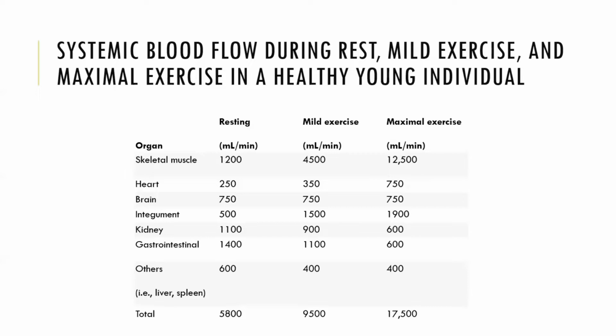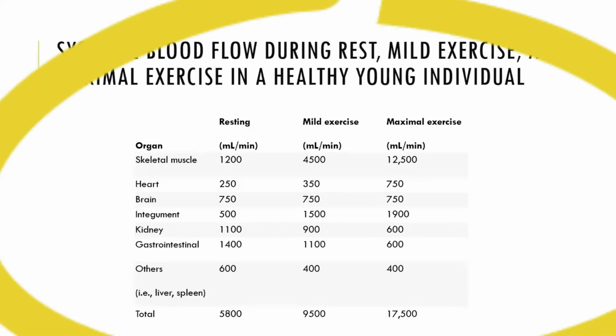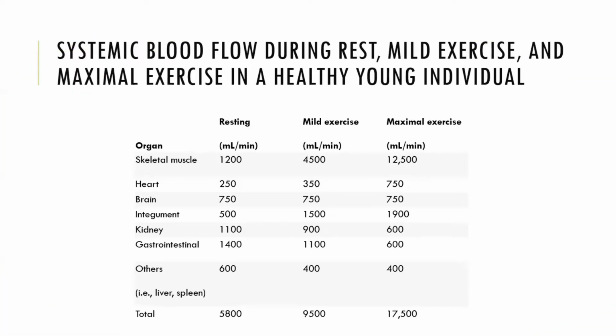This chart here is going to show a distribution of the blood during rest, during mild or light exercise, and then during heavy or maximal exercise. At rest, our cardiac output averages about 5,800 milliliters per minute. During light exercise, aka mild exercise, the cardiac output is going to rise to approximately 9,500 milliliters a minute, and this is largely due to the increased venous return.